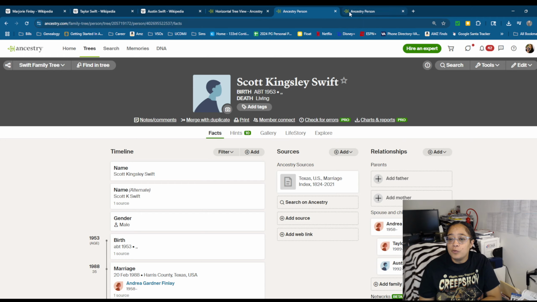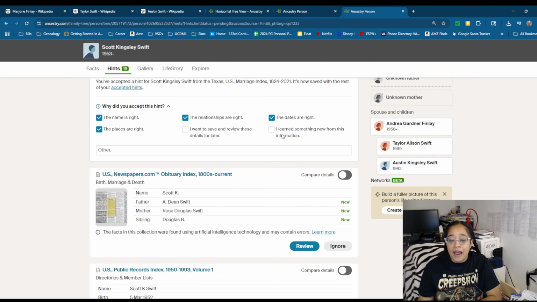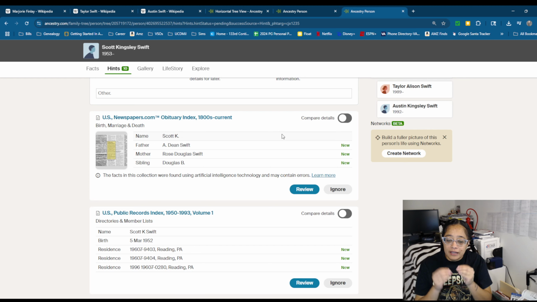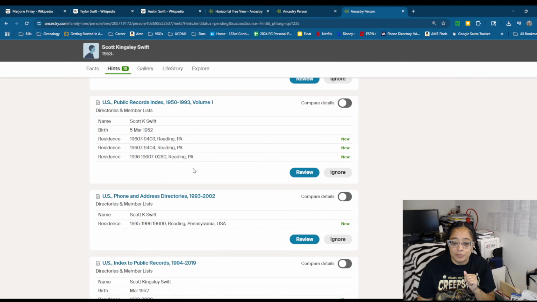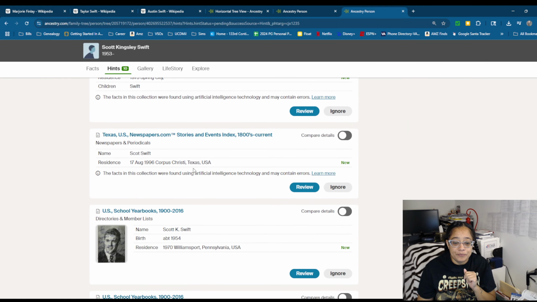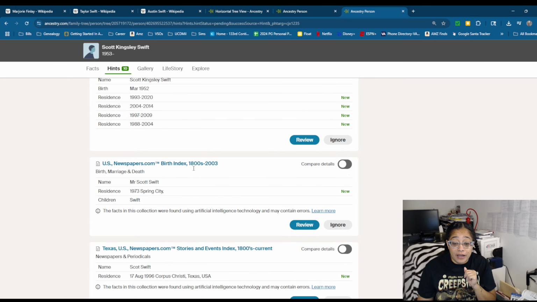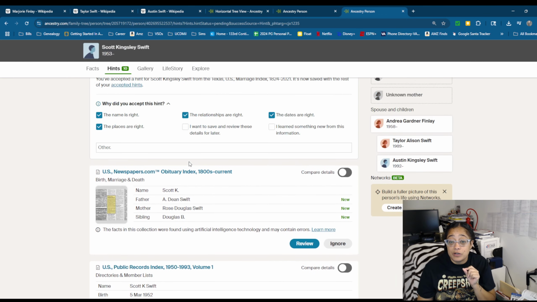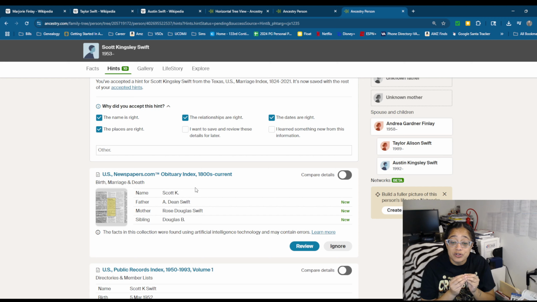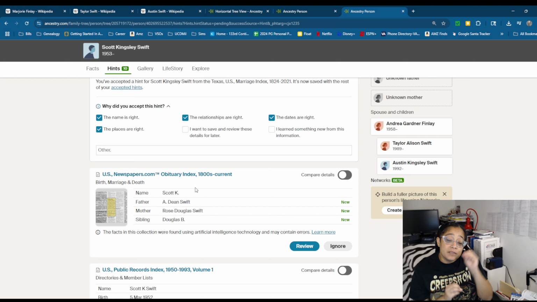Okay, so then we're going to go back to hints again. And this is where I can get a little bit more information about his family since it wasn't available on Wikipedia. So for one thing, I am going to see what this obituary is. So usnewspapers.com, obituary index 1800s to current. This is pulling from newspapers.com, which is owned by Ancestry.